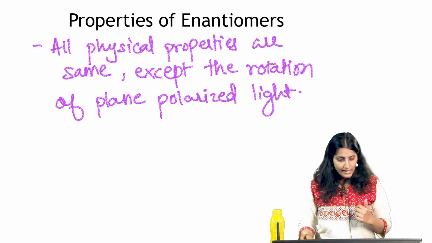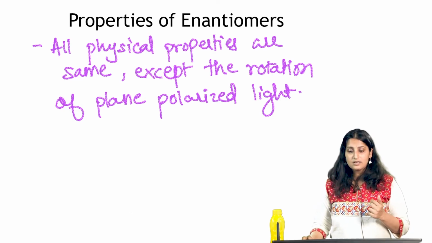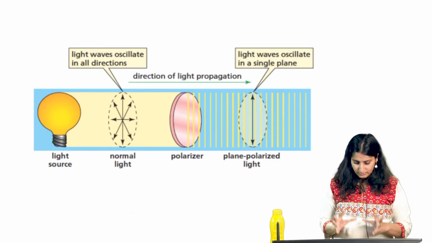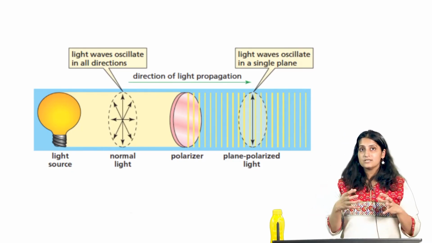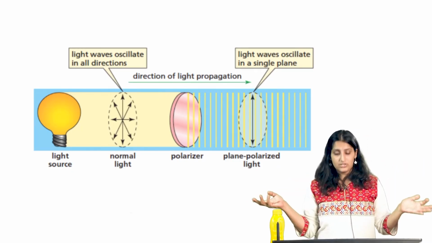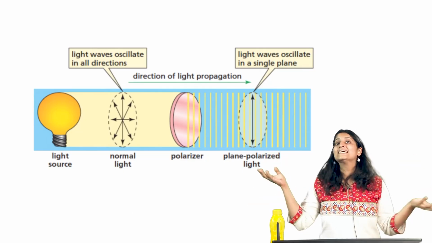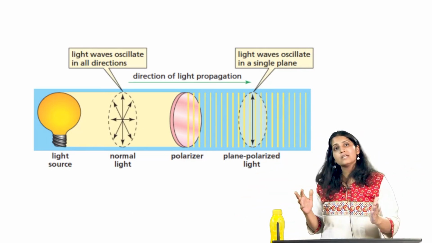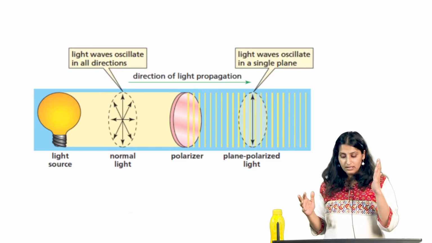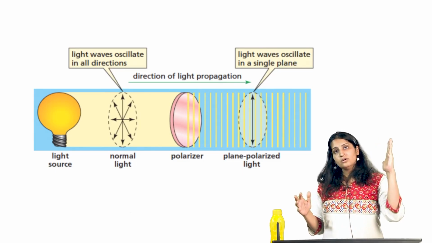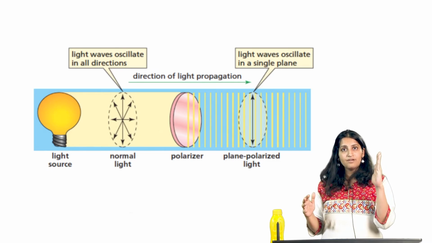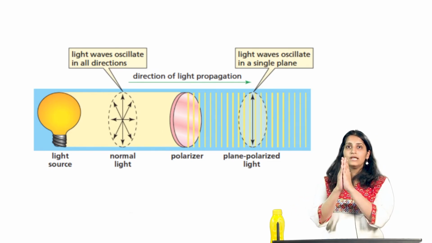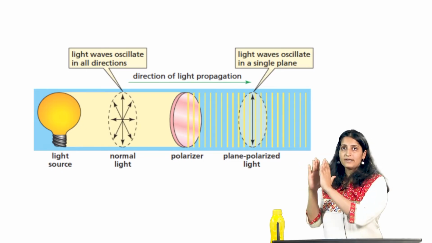So, now let us look at the polarimeter, and what the polarimeter does is this particular diagram. So, there is a light source, and as you know that light travels in all directions. So, light waves are going to oscillate in all directions and you have the normal light, and then you have something called a polarizer. So, this polarizer is going to give you the light waves that are oscillating in only one direction. So, it polarizes light and you only have the light waves going in one direction.